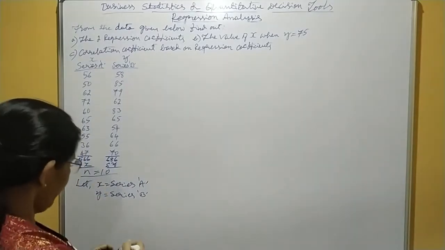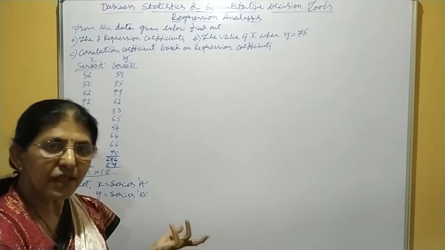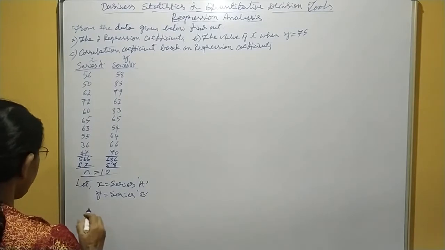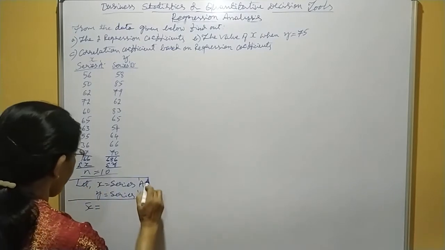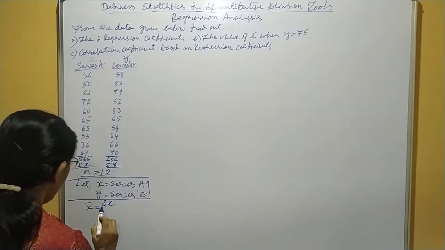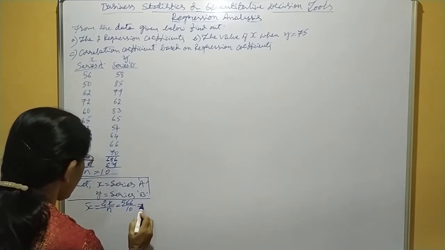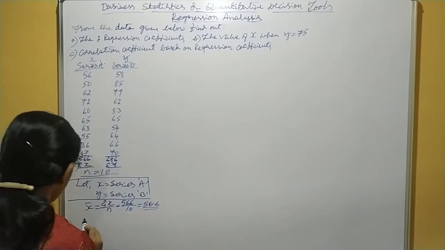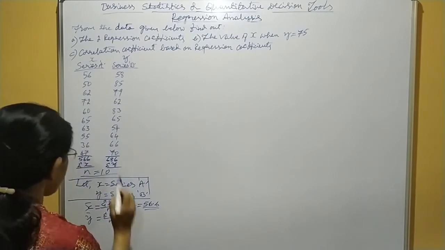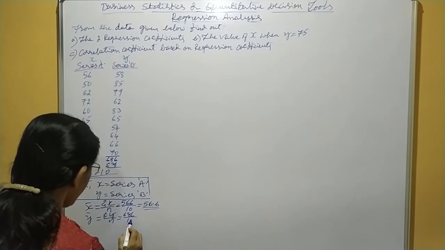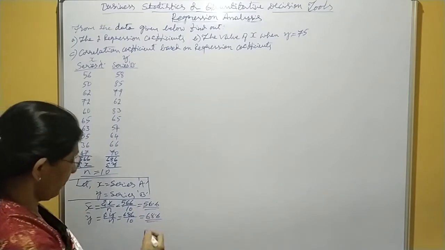Okay. Now anyhow, we need x bar and y bar to apply the regression equations. Therefore, let us calculate first x bar and y bar. X bar equals, what is the formula? Sigma x divided by n. Sigma x is 566 divided by 10, it is 56.6. Then y bar equals sigma y divided by n. Sigma y is 686 divided by n 10, 68.6. Okay, here we are having fractional value.